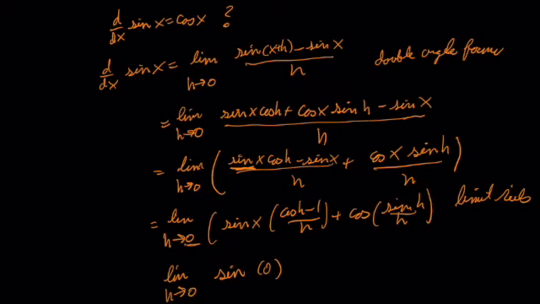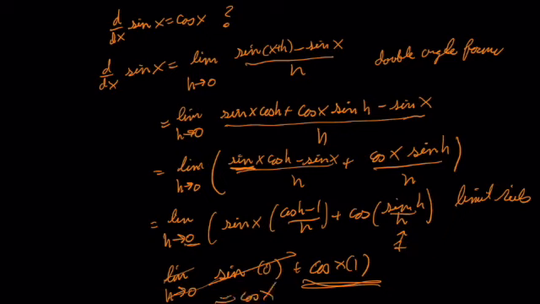Then for the other term, the limit of sine of h over h is 1. So that gives me cosine x times 1, because this becomes 1. So all that's left is cosine of x. And that's in case you wanted to know why the derivative of sine is cosine.